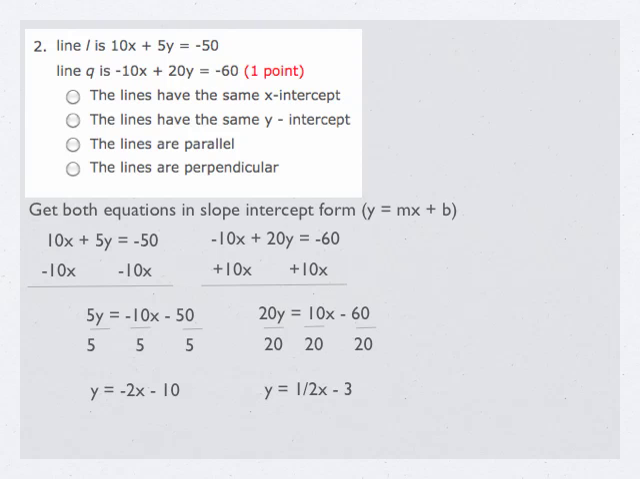So clearly the y-intercepts in this case are not the same. I have negative 10 and negative 3, so I'm going to look at the slopes. So I have a slope of negative 2 and a slope of positive 1/2. So the first thing you notice is one's a negative slope, one's a positive slope. And then they are the reciprocal of each other. So I would take 2 and flip it over, I get 1/2. So actually, these lines are perpendicular.